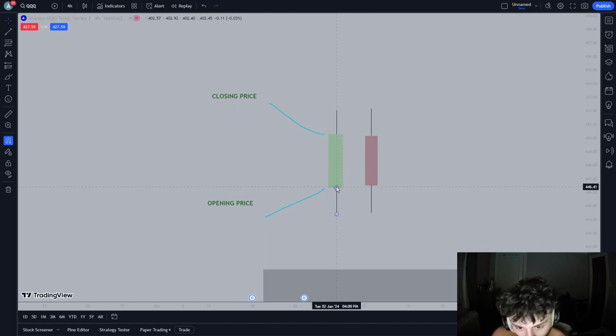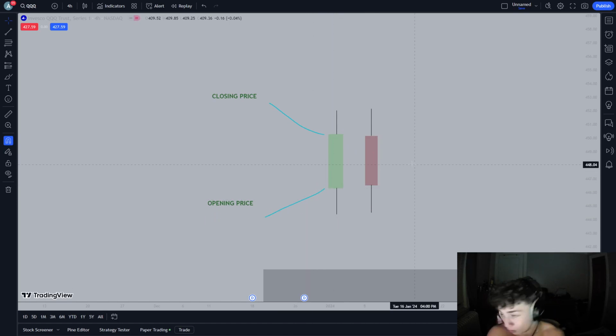So, for example, it could have opened up here, pushed down, looked as a red candle, as a down candle first, and then ended up just being bullish, going all the way back up, pushing up to here, but then closing here. So this is the shit trail.